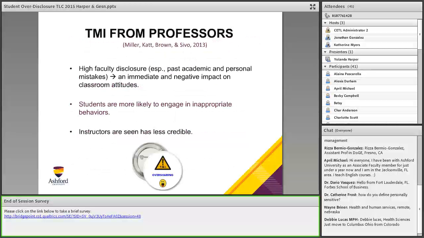assertiveness. Okay. And another enabling behavior that instructors can engage in is over-disclosing themselves about their own lives, which can have significant negative impacts on classroom attitudes and student behavior.